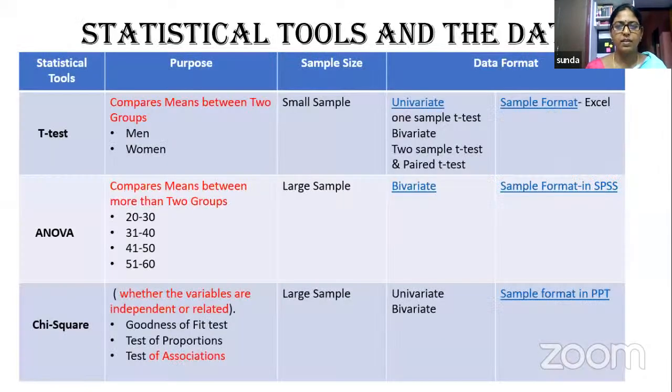With that, we'll proceed with the tools for the day. I'm planning to discuss t-test, ANOVA, and Chi-square today, as already mentioned. The t-test is known as the student t-test. Usually, t-test and ANOVA compare means, the relationship between the mean and other details. The t-test can be applied for small samples. There are three types of t-test: one sample t-test, bivariate, and paired t-test.